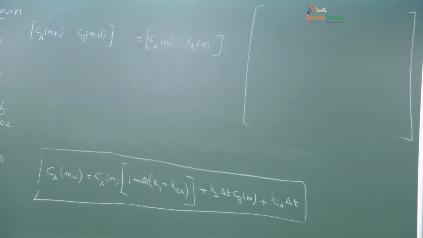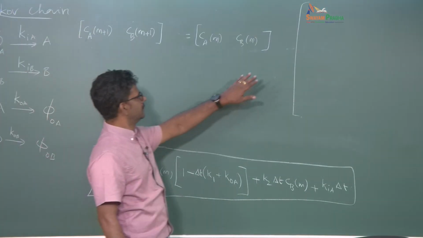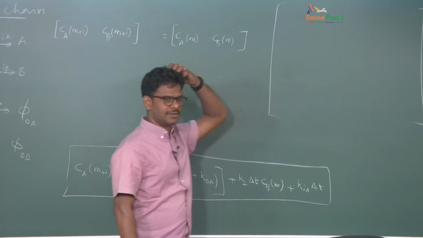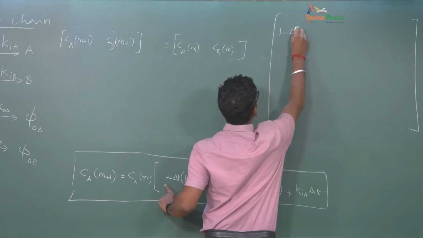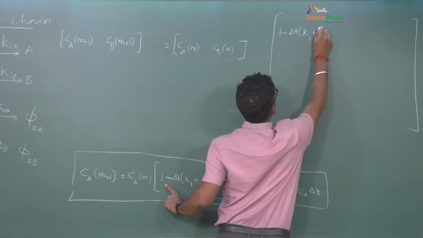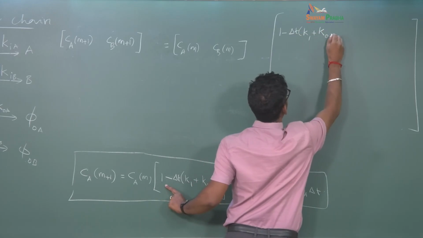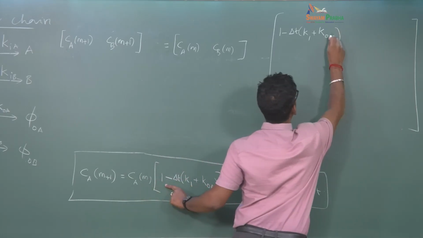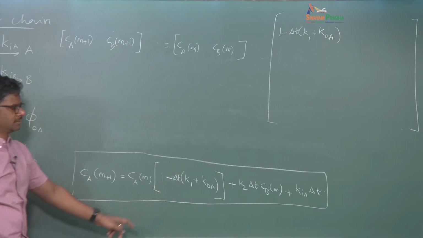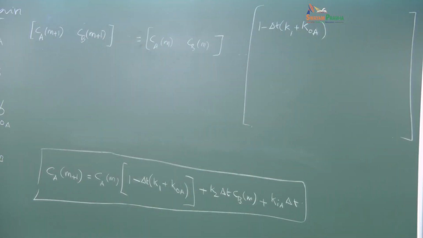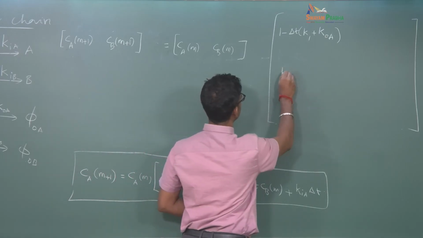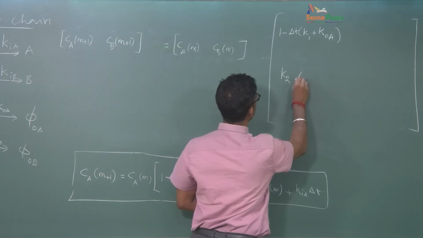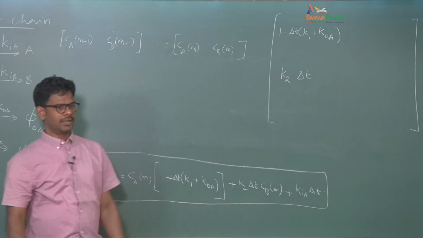So can you help me with the elements of the transition matrix? What should be the first element? 1 minus delta t times (k1 plus koa), right? Then this element is k2 delta t. How would I add this constant term?